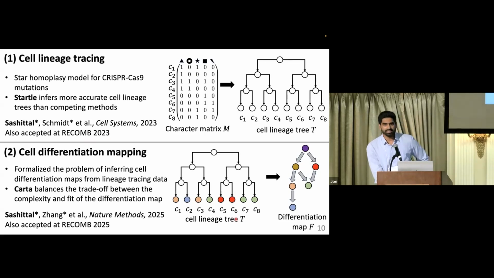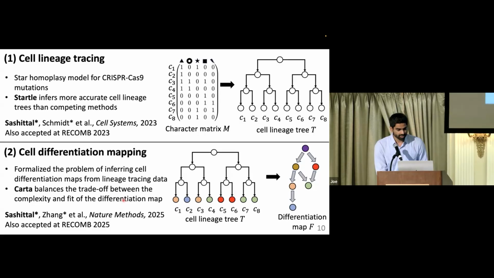So for the cell lineage tracing problem, I'll talk about a method I developed during my postdoc called Startle. This was published in Cell Systems in 2023 and also accepted at RECOMB. And then in the second part of the talk, I'll talk about cell differentiation mapping. This is towards the end of my postdoc. I worked on this. It's accepted in Nature Methods this year and was also at RECOMB this year.